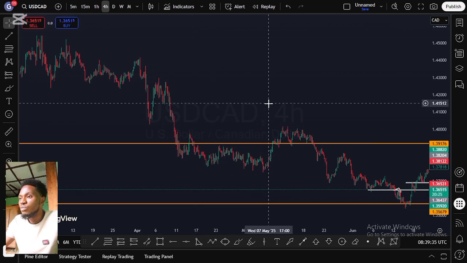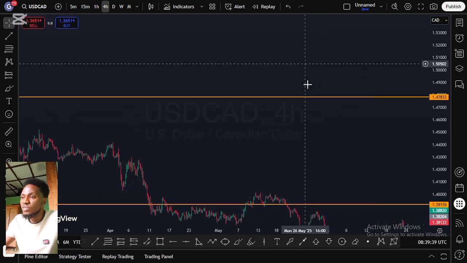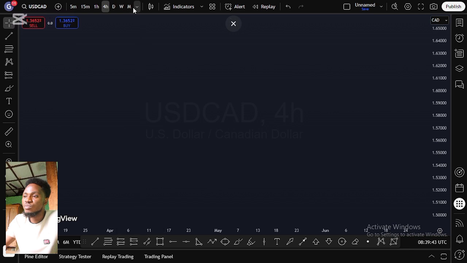So what you want to do when you first approach the market is look at the higher time frame. For example, you want to look at the weekly.